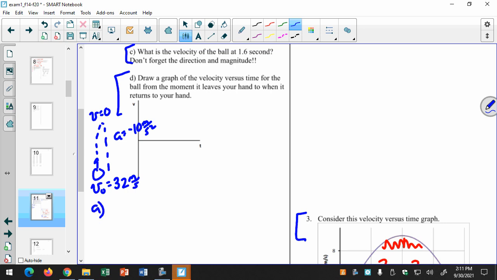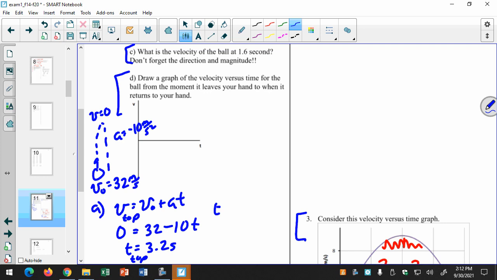So for part A, if I want to know the total time, I would say that v is equal to v naught plus a t. That's v top. So that's 0 is equal to 32 minus 10 times t. And I solve that for t, and I get 3.2 seconds. Now that's t top, and this is actually asking for the total time.